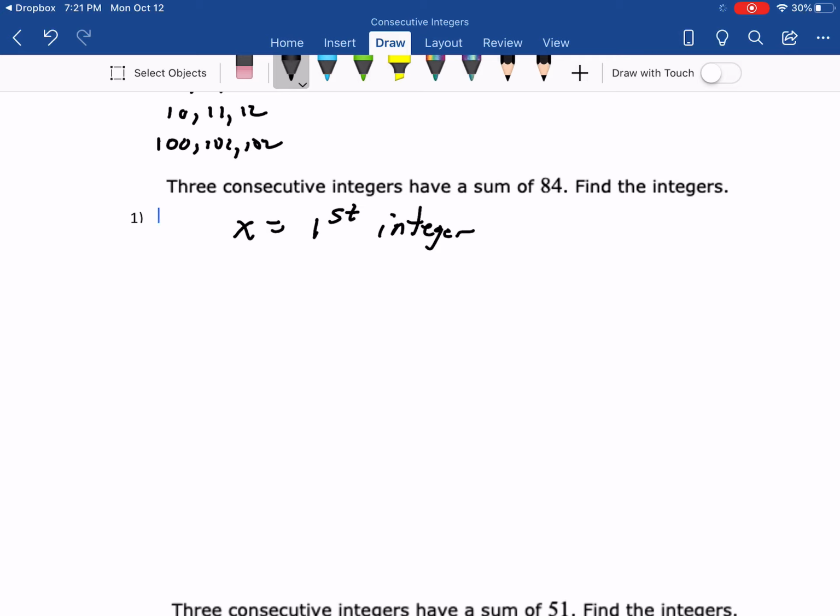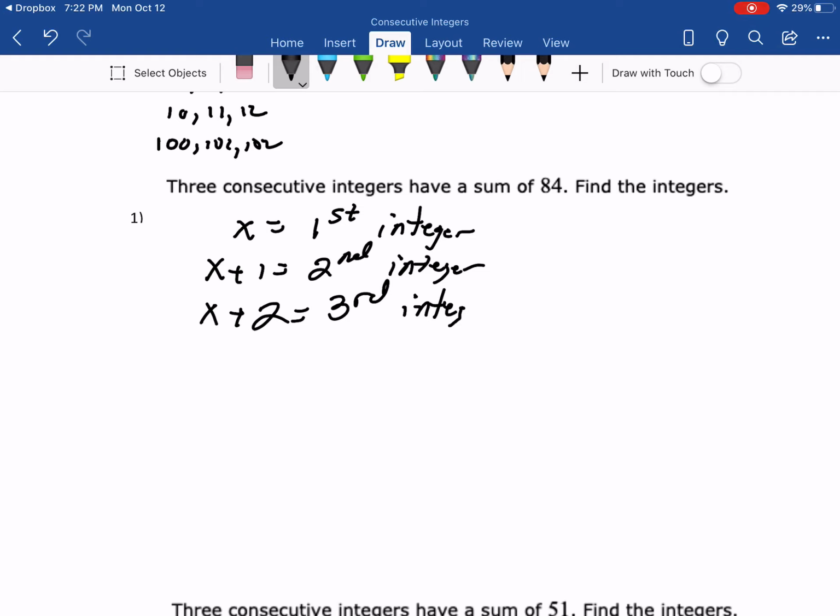Well, the next consecutive integer, the next integer in a row, would be 1 above x. Let's say x was 9, right? Let's say our first integer was 9. Then our next integer would have to be 10. So whatever x is, we're going to add 1 to that. So x plus 1 will be the second integer. And then x plus 2 will be the third integer. It's going to keep going up by 1 each time.